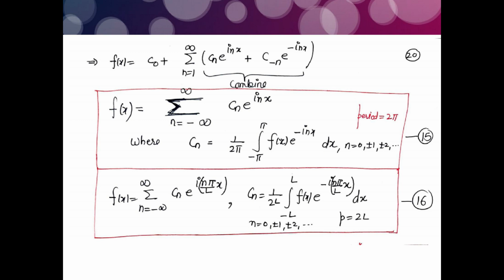Similar to this expression, we can rewrite the complex Fourier series for a periodic function with a general period p equal to 2l, and it is given by 16. F of x is summation over n from minus infinity to plus infinity of cn e raised to power iota n pi over l x, where cn is given by 1 upon 2l, integral from minus l to l of f of x e raised to power minus iota n pi over l x dx. Just take care of one thing, the sign of the exponential function in these formulas.